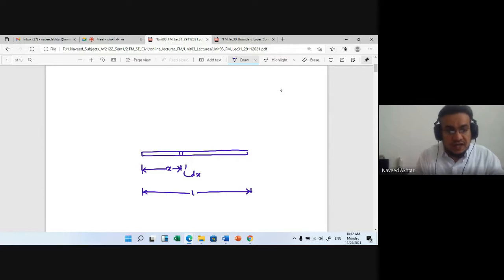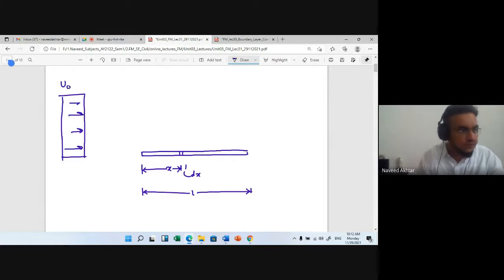And again, the free stream velocity we discussed here, when the object is not inserted, that is u0. Okay, u0 is the free stream velocity. So here at the boundary layer, you can see the velocity distribution inside the boundary layer will be at the distance delta. Here the free stream velocity is u0.